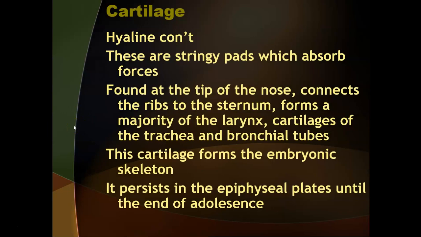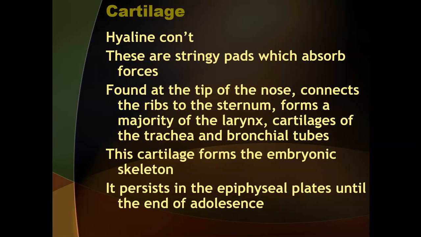Hyaline is a tough patch which absorbs forces. We do find it also at the tip of the nose. It connects the ribs to the sternum. It forms the majority of the larynx. It forms the cartilages of the trachea and the cartilages of the bronchial tubes.